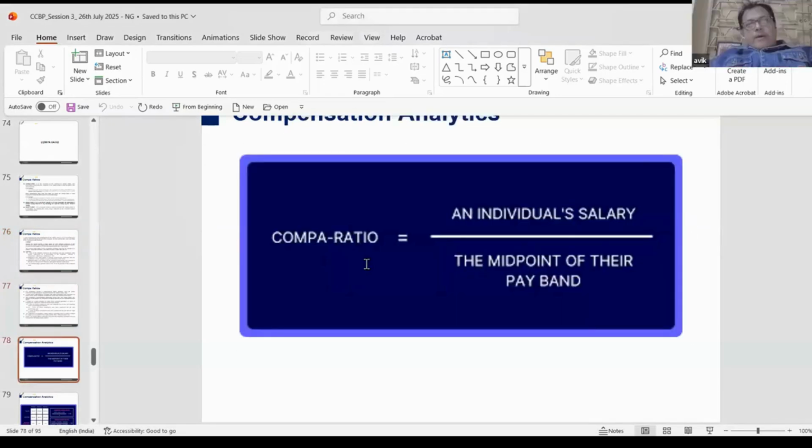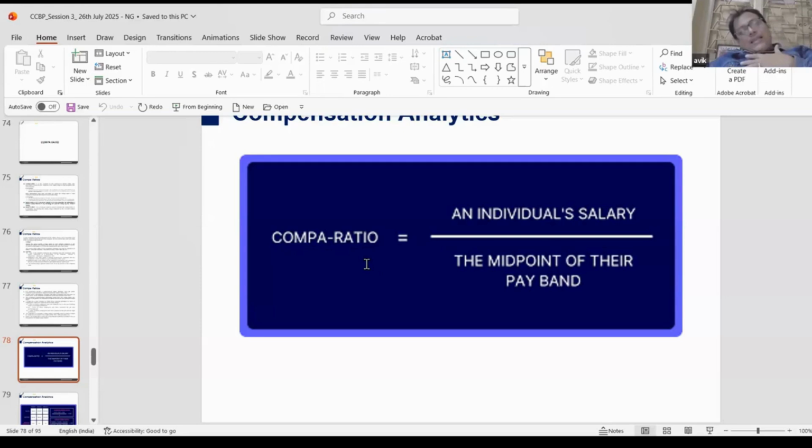So ma'am, one quick question. Suppose my minimum range is 8,000, maximum is 12,000. So the mid is 10,000, which is the average. Where does your minimum come from? Your salary range for my role. For my role, the minimum salary is 8,000. Salary range, salary band, yes. Minimum 8,000, maximum 12,000. So that gives an average of 10,000.